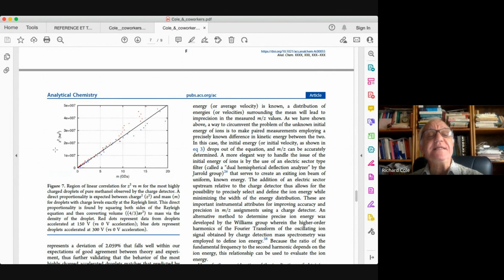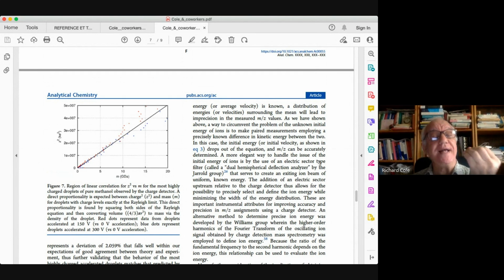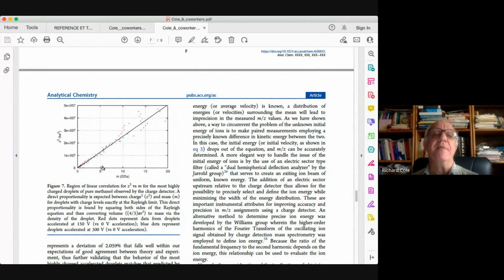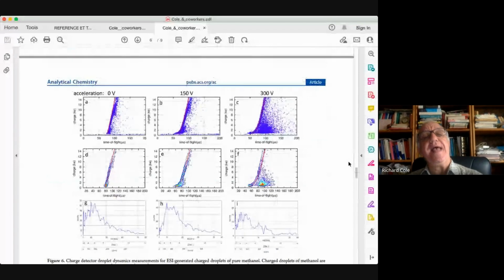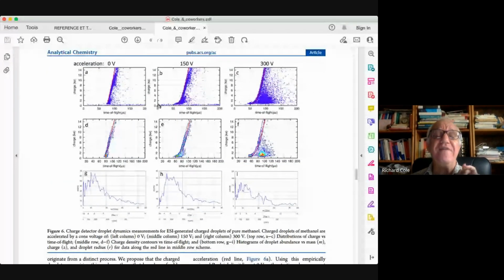If we plot z squared versus mass, and if we are truly at the Rayleigh limit, looking at particles that behave exactly according to the Rayleigh equation, then we should have a linear relationship between charge squared and mass. And you can see it's pretty good. It's not perfect, but it's pretty good. All right, and then we went back and looked very closely.